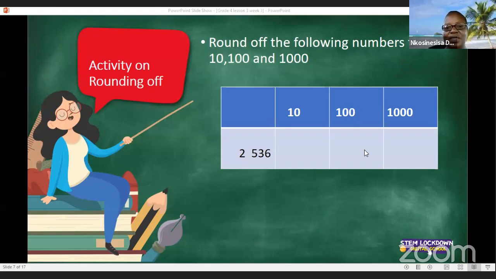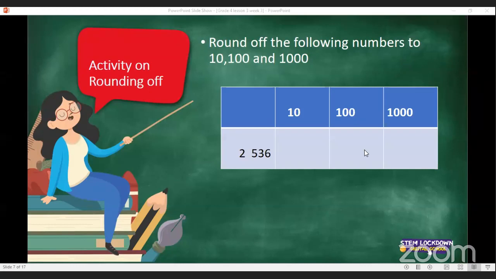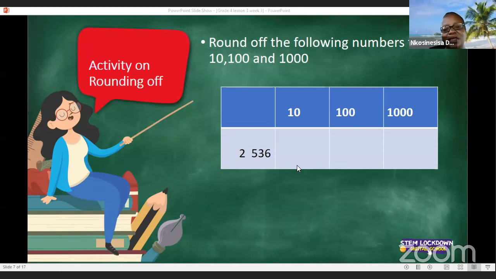Who do we have unmuted? Kabelo. Okay, Kabelo, yes. Do you want to answer for us 2,536 to the nearest 100? Kabelo, you unmuted? Okay, we can unmute someone else.